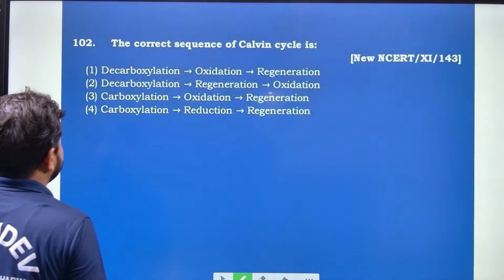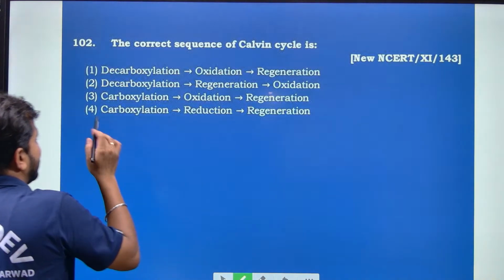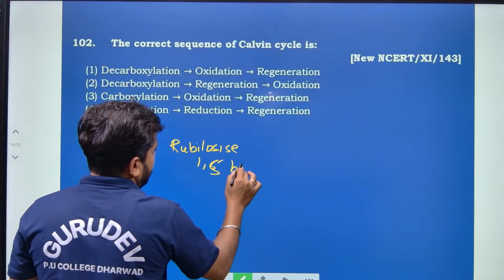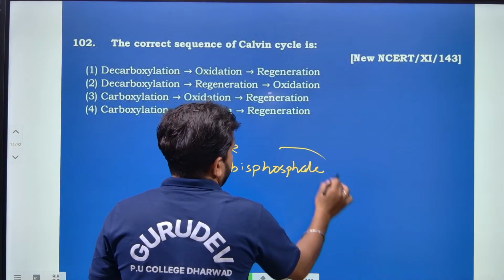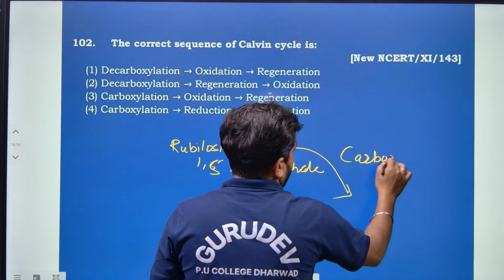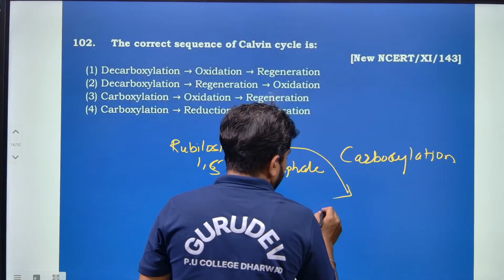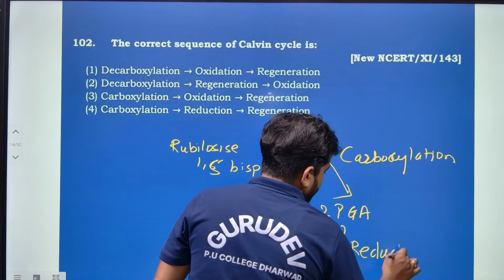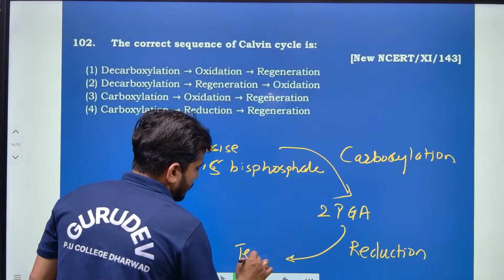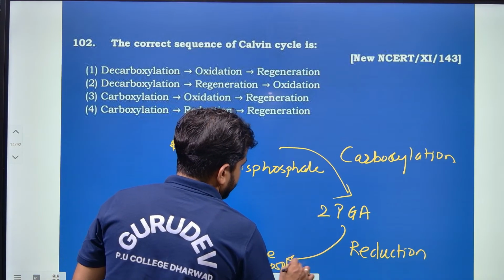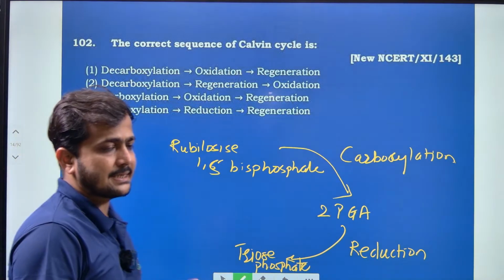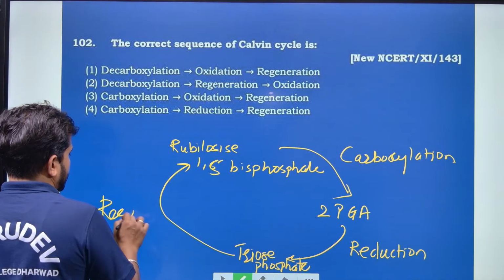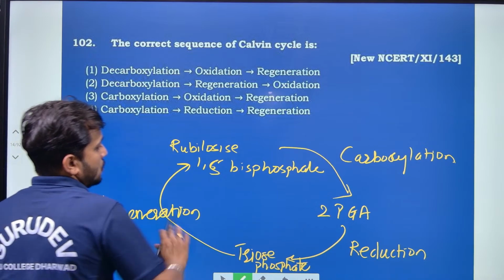Then the correct sequence of the Calvin cycle. In the Calvin cycle, what can happen? There is ribulose 1,5 bisphosphate, which will undergo carboxylation by means of the enzyme, and it will form two molecules of PGA, phosphoglyceric acid. Then phosphoglyceric acid will undergo reduction by utilizing 2 ATP and 2 NADPH and form a triose phosphate. Here triose phosphate is an intermediate product, the phosphoglyceraldehyde, which we call triose phosphate. Then there will be regeneration of the molecule, right? So according to this, which is the correct sequence?